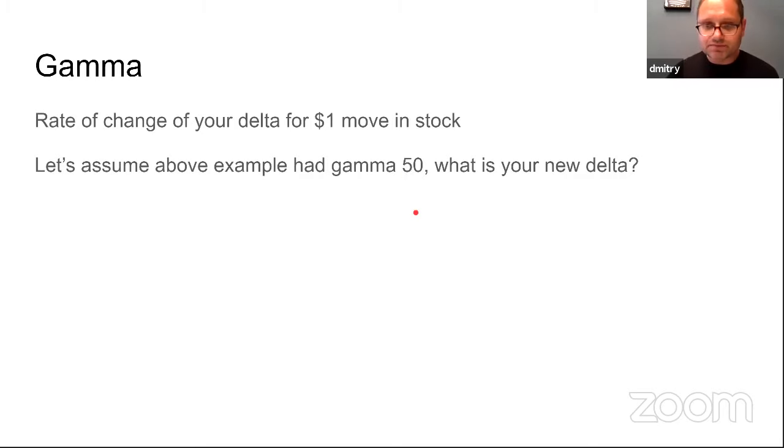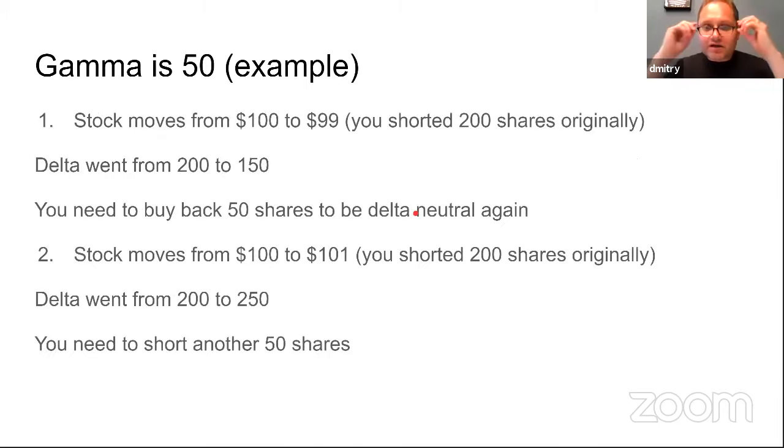Let's look at that example. Let's say our gamma is 50, right? Stock moves from 100 to 99, right? We're going to use that same example. We shorted 200 shares originally. What does that mean? We shorted 200 shares, we're delta neutral. The stock moved down to 99. Our delta went from 200 to now 150. The new delta on that option is 15 now. Before it was 20, now it's 15.